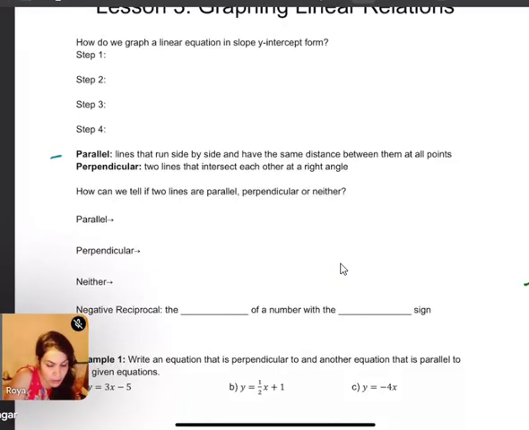Parallel lines are lines that never reach. If you continue these lines, they never reach. They never cross each other.